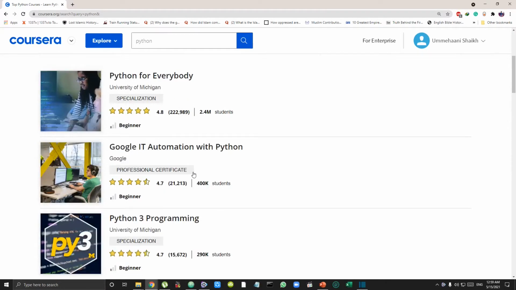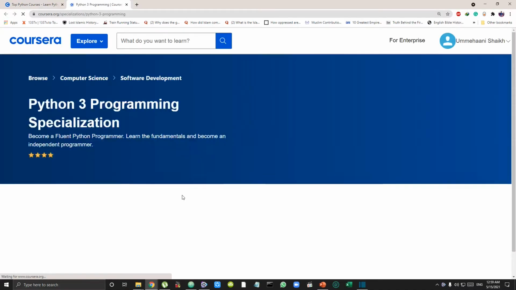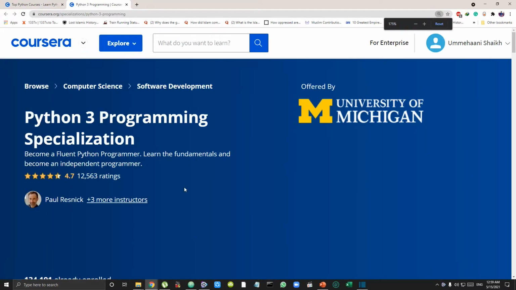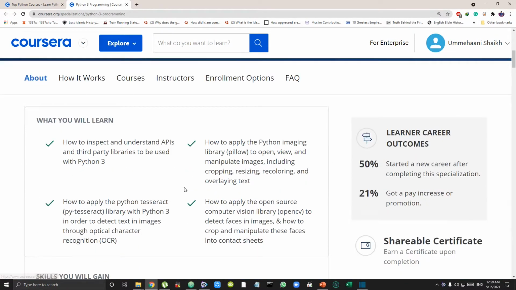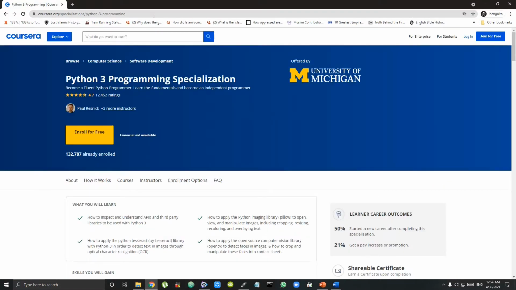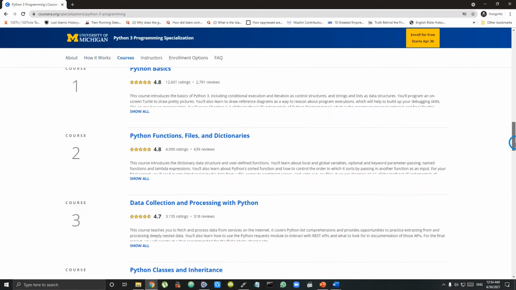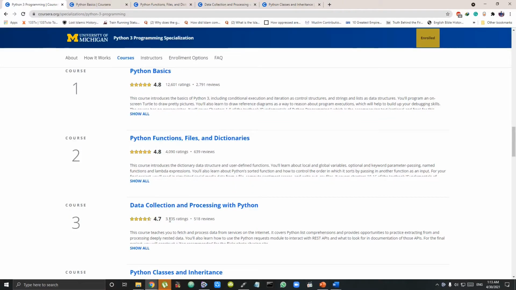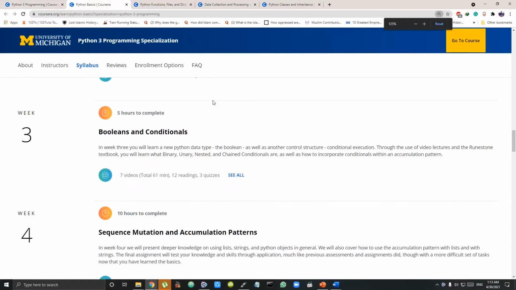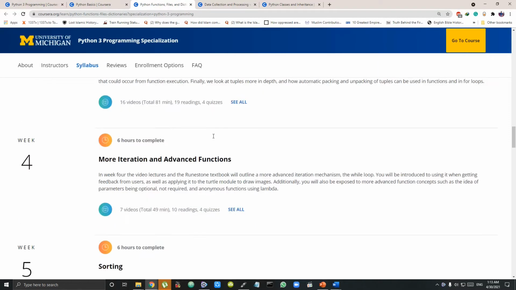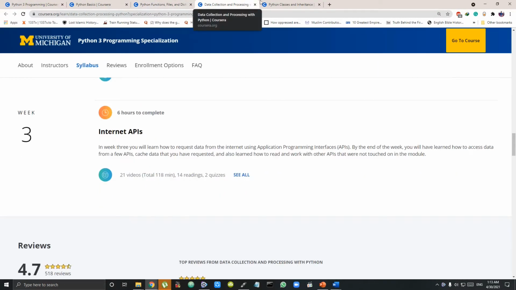Coming to the next specialization, which is the best of the three, is the Python 3 Programming Specialization, again from University of Michigan. And in this, we will be talking about the first, second, third, and fourth courses only. It covers beginner level to advanced, and each concept is taken even more detailed than the Google program itself.